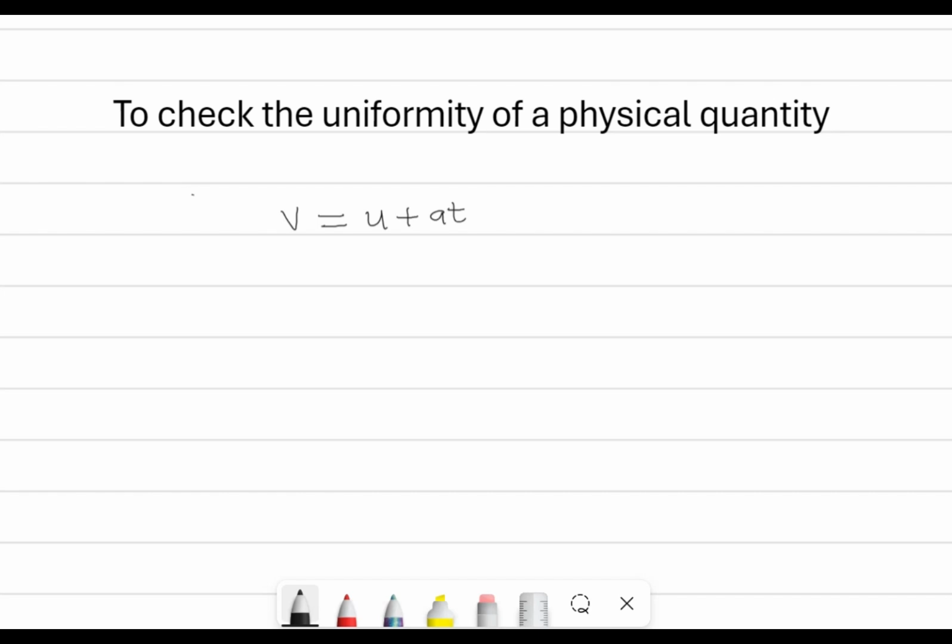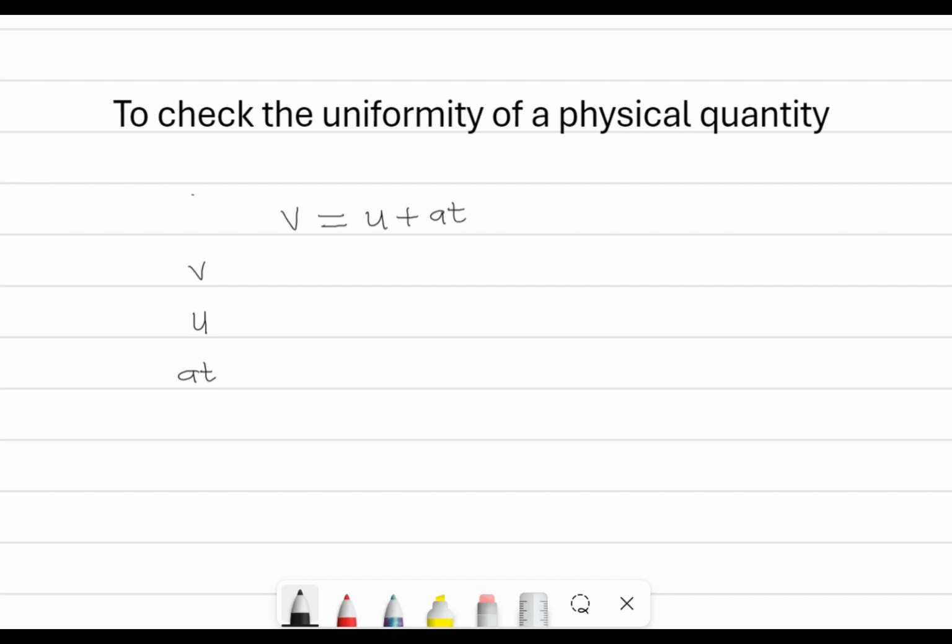I could use this formula and get an answer. That doesn't mean the formula is correct. That doesn't mean the relationship is correct. It must go through a dimensional test to check if it's homogeneous, if it's uniform. That's another word for homogeneous. Let me explain what I mean. As we look at this, there are three quantities in this relationship. The first quantity is V, the second is U, and the last is AT. If this is going to be dimensionally correct, all of them must be uniform.